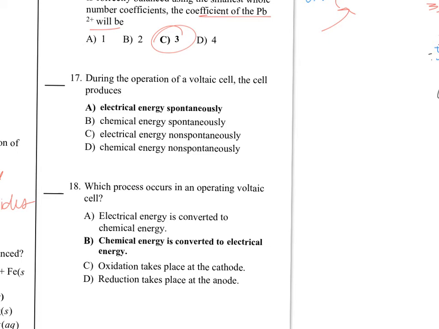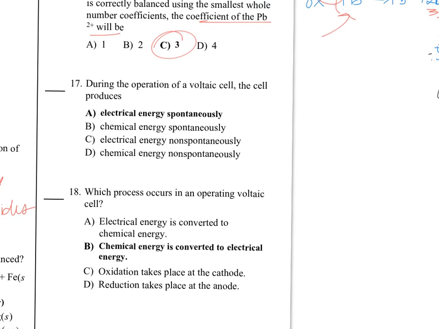All right, 17. During the operation of a voltaic cell, the cell produces electrical energy spontaneously. That's just something you got to understand. That's what a battery is. If it didn't produce electricity, it wouldn't power your cell phone, and it wouldn't be useful to us. So that's why we like them.